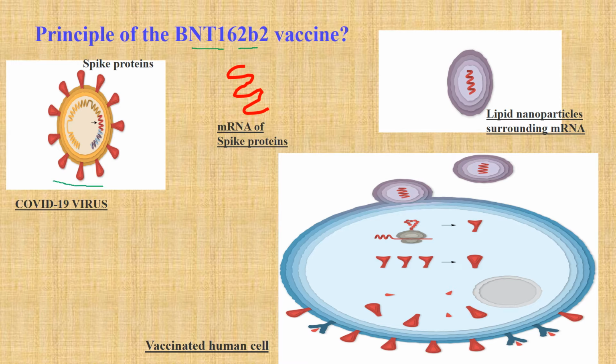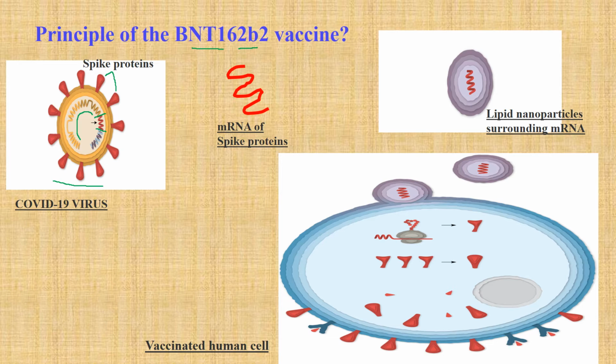So this is the structure of the COVID-19 virus. This red stuff that we see up here are known as the spike proteins. Then this helical structure inside here is actually the genome for the COVID-19 virus. And this red portion that has been demarcated here is actually the gene that codes for the spike protein.